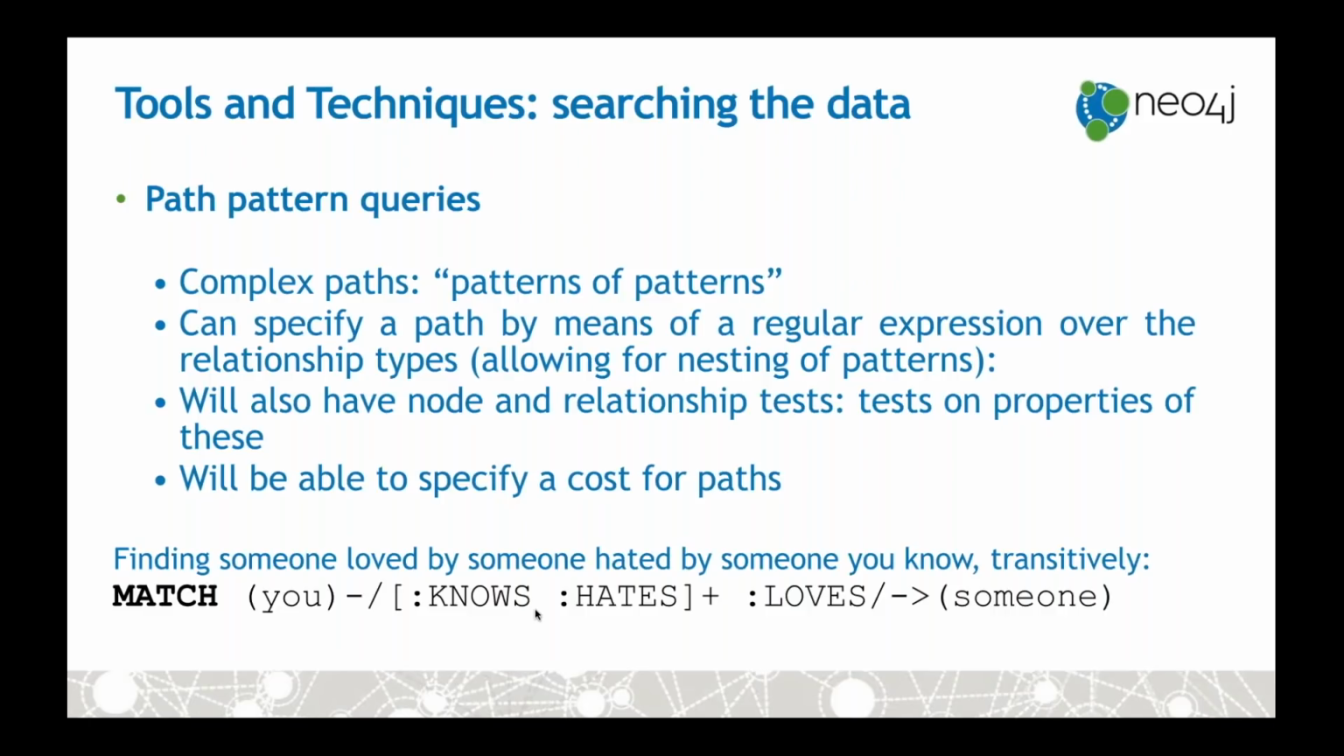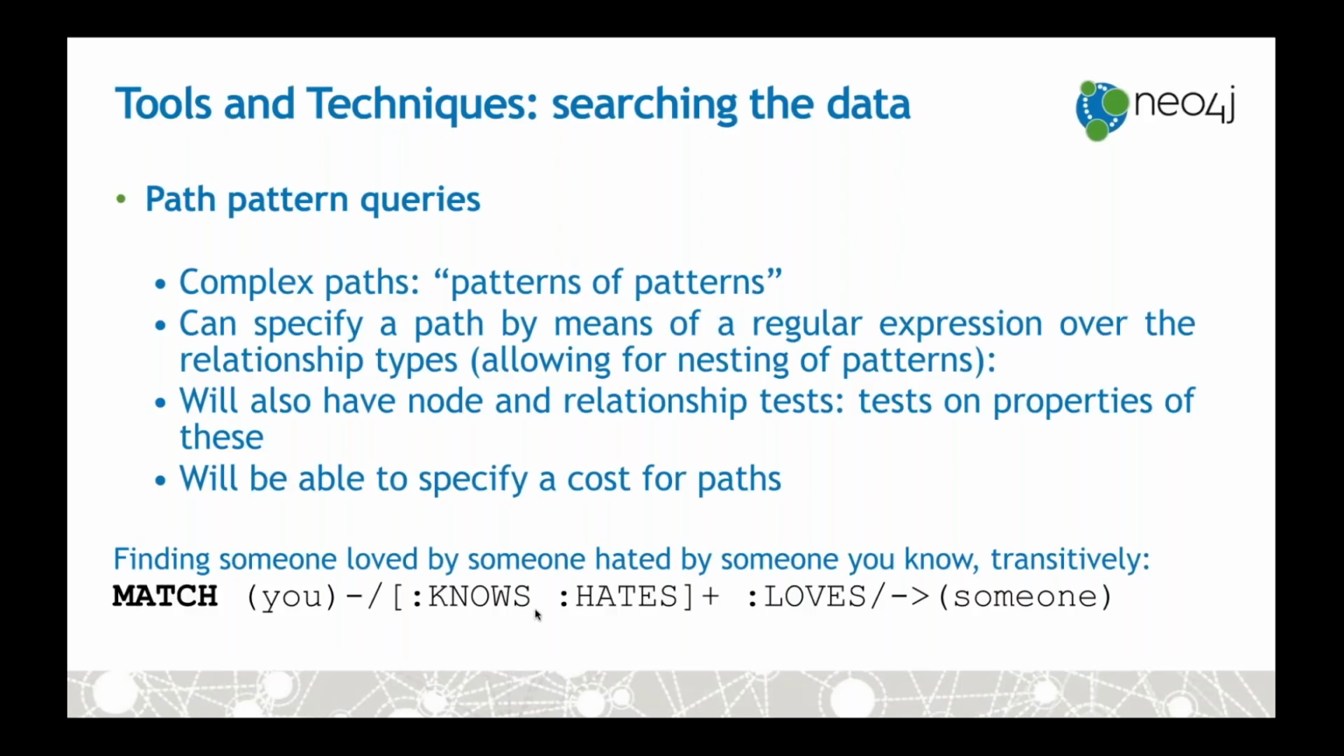The idea here is that you can specify a path. A path, remember, being a series of node, relationship, node, relationship patterns. So essentially what you can now do is specify that path by means of a regular expression of the relationship types. So you can start nesting patterns, which you can't do in Cypher at the moment. And what you can also then do is have node and relationship tests. So actually I'll probably just walk you through the example. It may become clearer then.